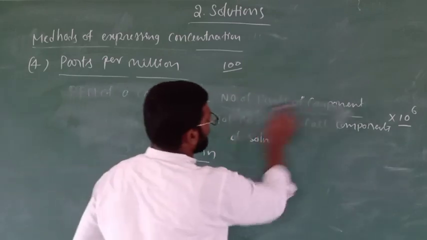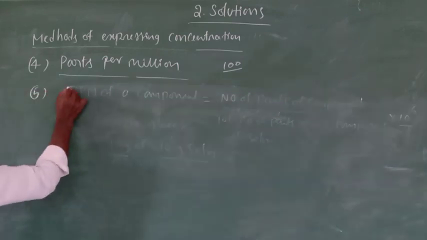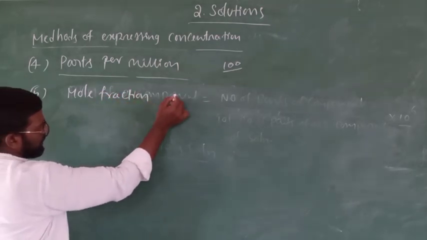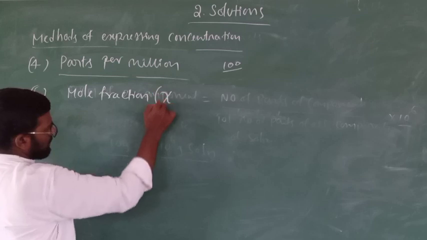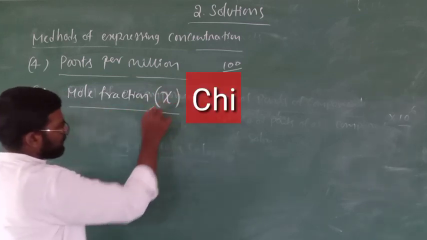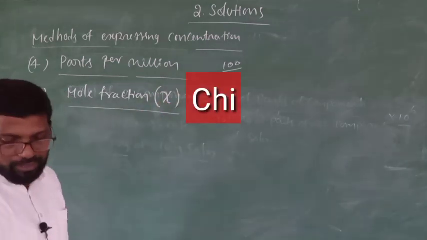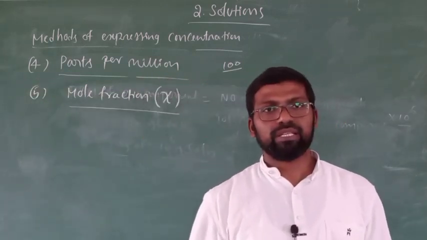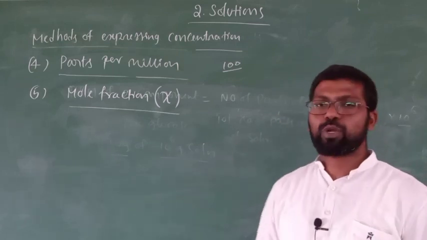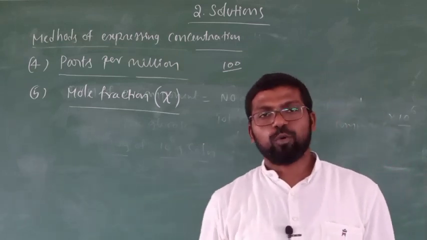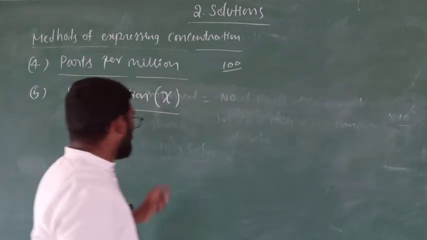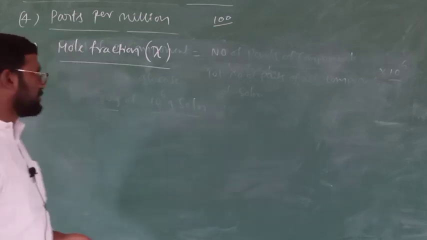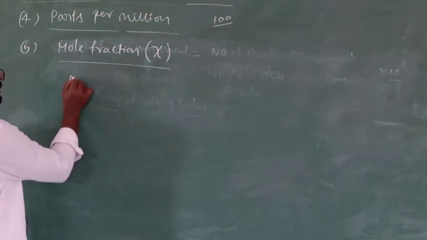Next, the most important one, mole fraction. Fifth one, mole fraction. It is represented by the letter xi. Actually it should be pronounced as xi, but most of us call it as x. So for simplicity, for our understandability and easy discussion, I also pronounce it as x. So mole fraction x. What is mole fraction? First let us discuss its formula, then let us try to understand that formula.